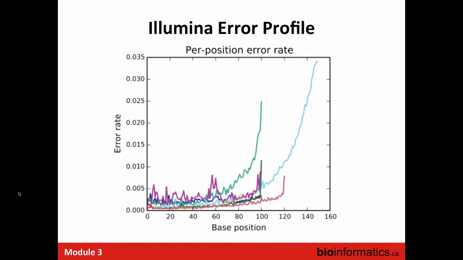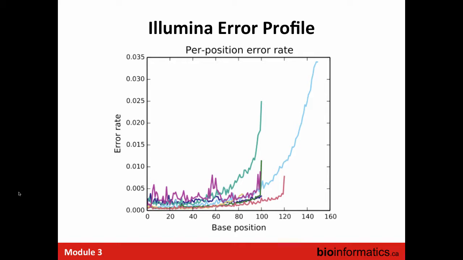Something so important to understand when you look at your own data is that the Illumina error profile isn't constant across the read. The chance of having a substitution is dependent on the position from the start of the read, and errors tend to increase towards the 3' end of the sequence. Here's a plot of the error rate per position for 6 different Illumina runs, and you can see that for all of the runs, the error rate is starting to creep up towards the end of the read at this 100th base position.